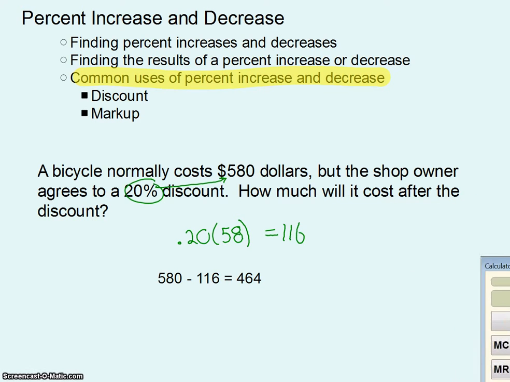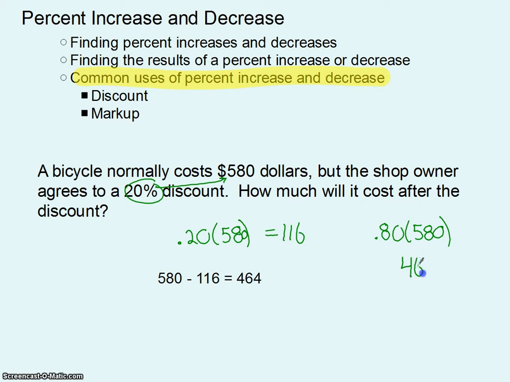Sometimes you'll get people that will want to go about this the way we did before. If you take 100% and take away 20%, that's 80%. So they'll simply calculate 80% of 580. And they'll get 464 right away.